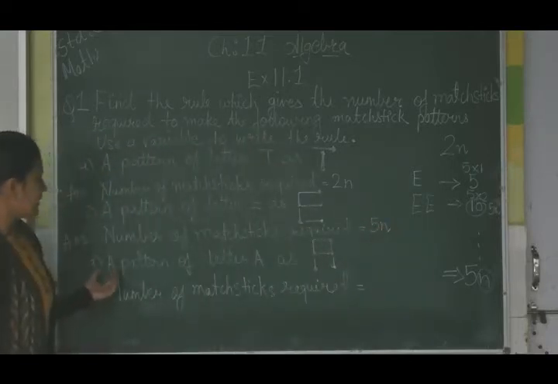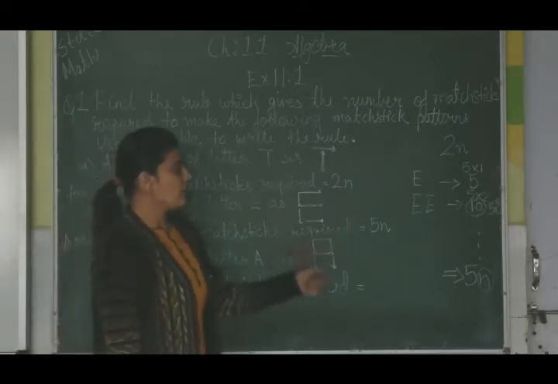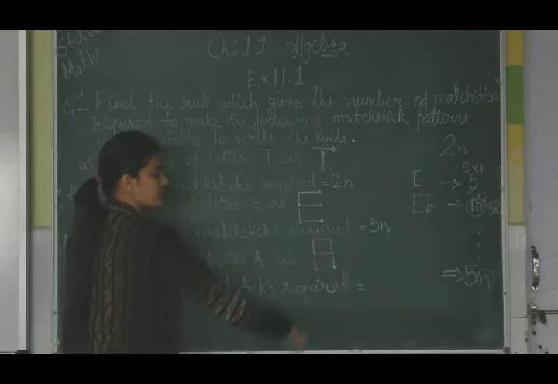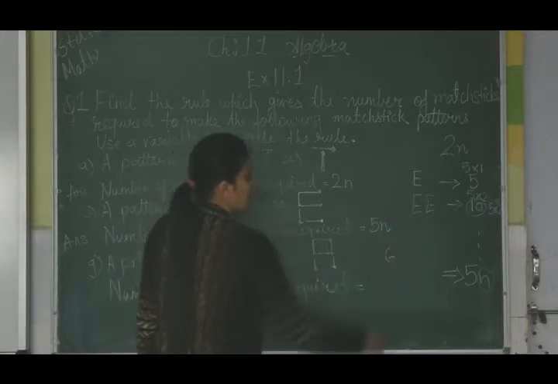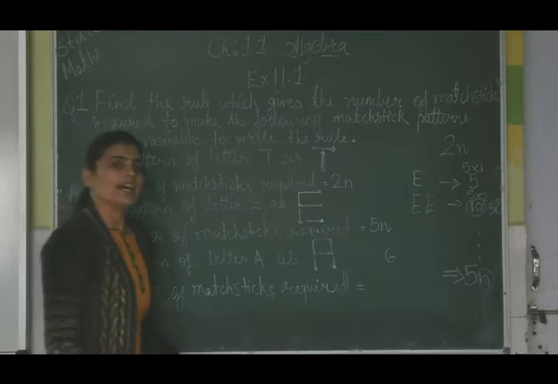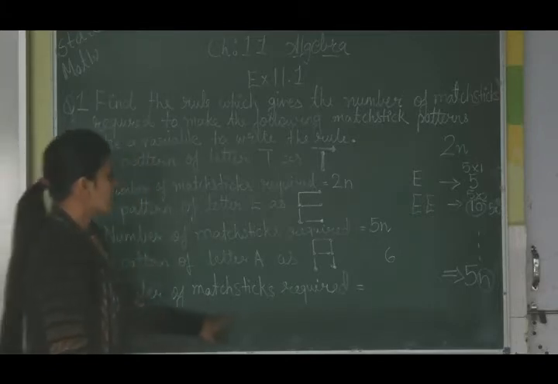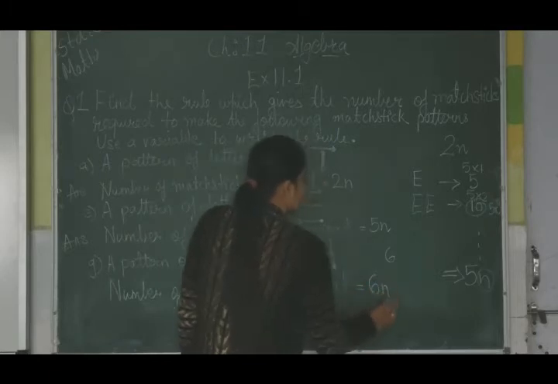Now another pattern, a pattern of letter A. Now to make A, how many matchsticks are required? You can see 1, 2, 3, 4, 5 and 6 matchsticks are required. So simply we will multiply 6 by n, then we will get our rule. So the number of matchsticks required will be equal to simply 6n.